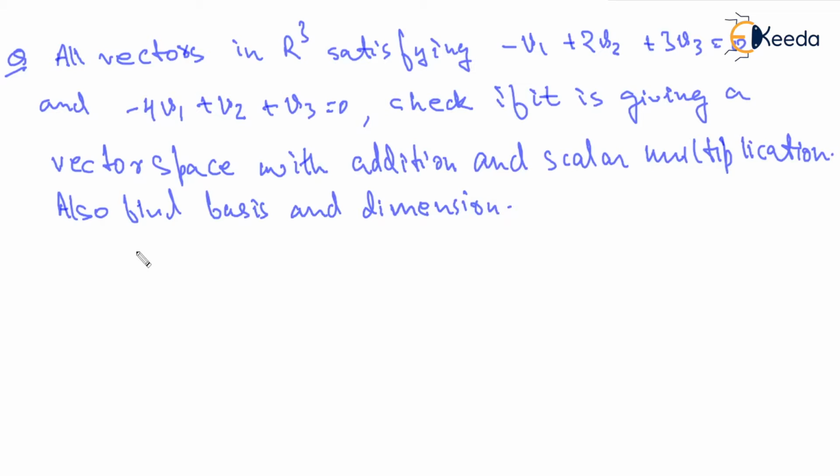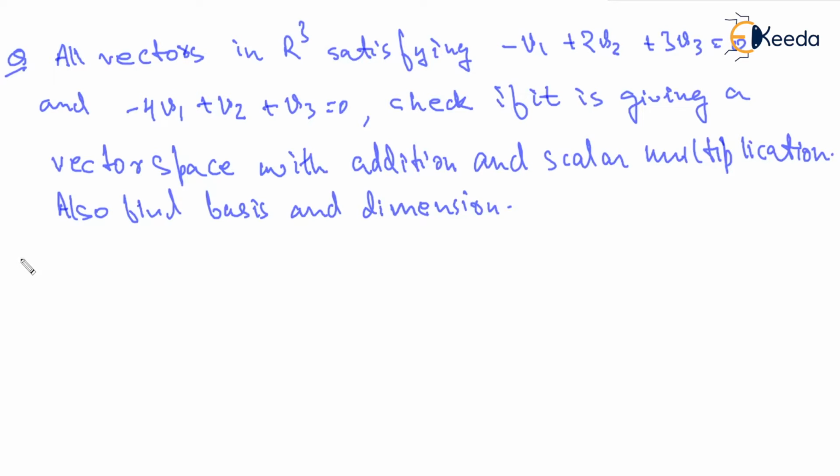Right? So what we have to do is we have been given two equations for three-dimensional vector space, and we have to see whether this is satisfying a vector space under the closure of addition and scalar multiplication. And if yes, we have to find the basis and dimension also. We have seen that for a vector space, it needs to satisfy two conditions. The one was addition: if v1 and v2 are in a vector space, then v1 plus v2 should also be in the vector space. Secondly, if v1 is in the vector space, then c times v1, where c is a scalar, should also be in the vector space.